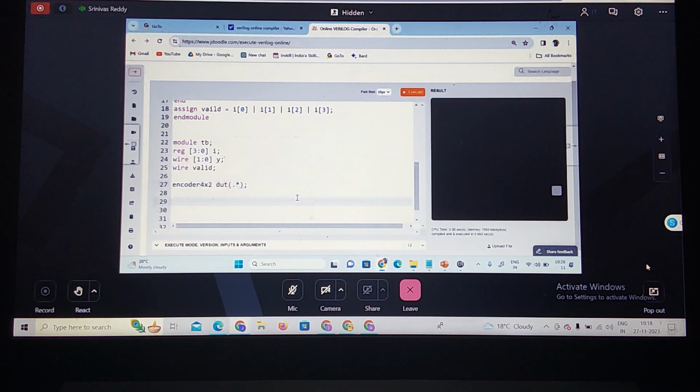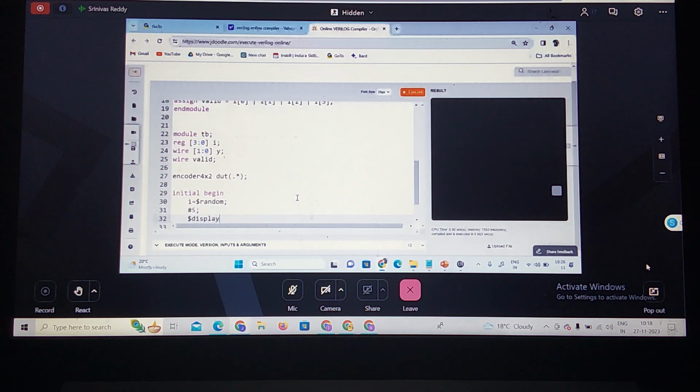Initial begin. Do I need a clock to do this? It is a combinational logic circuit. Now right, initial begin. Now I need to generate the I value. Shall I go with what? Dollar symbol random. Let me give some delay. Then I am going to display this. Display of dollar symbol time.